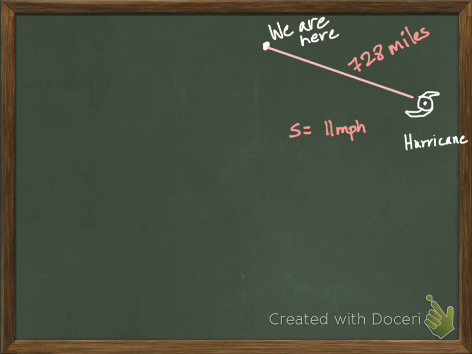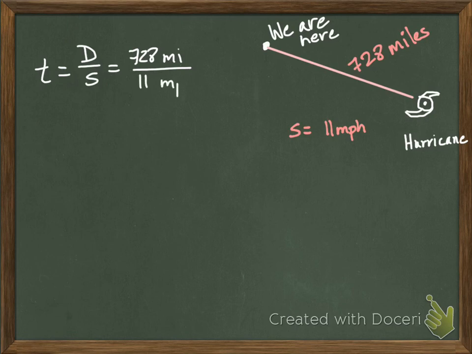Okay, so let's say I didn't put it on a map. Let's say, okay, we're there. This hurricane's on its way and it's 728 miles away. We went on Channel 2 and Frank Billingsley, the weather guy, said, okay, it's moving at 11 miles per hour. We want to know when it'll get here. So we can say, okay, well, our time is equal to distance divided by speed. In this case, 728 miles divided by 11 miles per hour. And that gives us our time in hours.